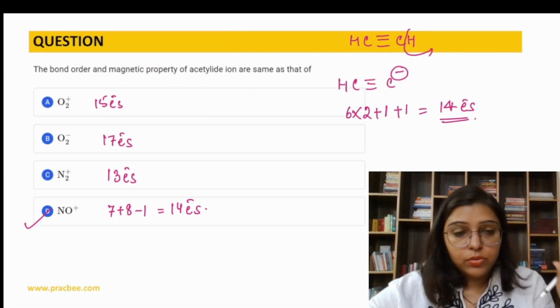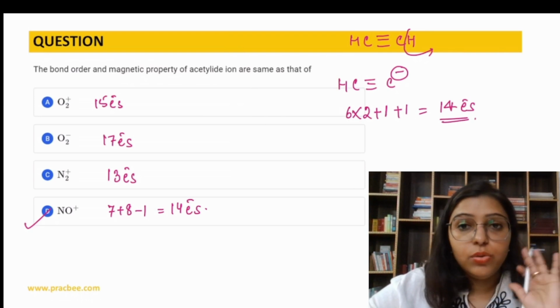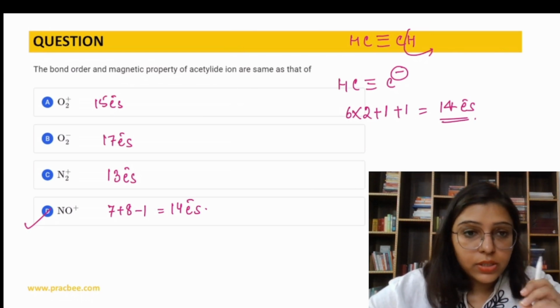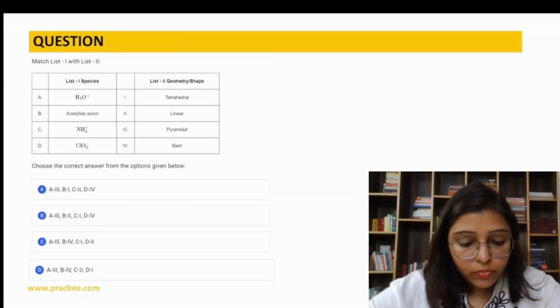There is no need to write down the configuration in terms of sigma 1s2, sigma star 1s2. No, there is no need to do that, right? So just find out the total number of electrons and take the correct answer. Okay, now let's do the next question.